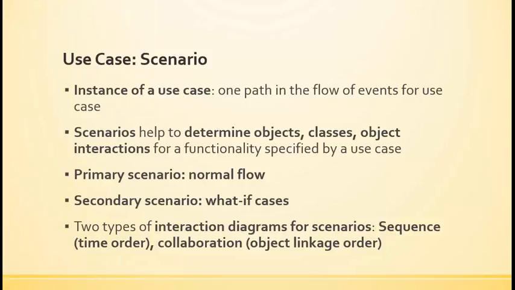Use case scenario. So we're going to talk about scenarios here in this slide. We have an instance of a use case, one path in the flow of events for a use case. Scenarios help to determine objects, classes, and object interactions for functionality specified by a use case. Primary scenario, which is the normal flow. Secondary scenario, which is the what if cases. There are 2 types of scenarios. We have 2 types of interaction diagrams for scenarios: sequence, time order, and collaboration, object linkage order.